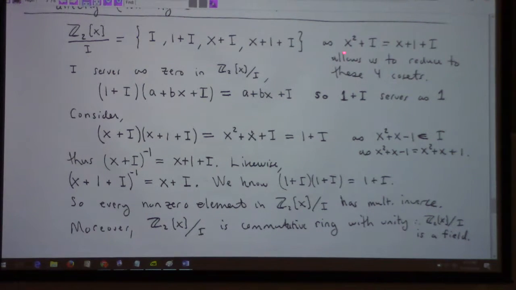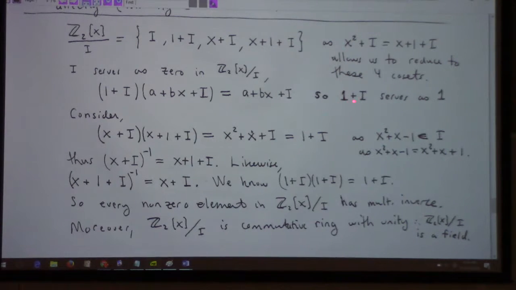Anything quadratic or higher order can be reduced down to lower order stuff as usual. So I get these 4 cosets. And then I figure out that, first of all, 1 plus I serves as the identity in here. To prove this is a field, I just have to show that the non-zero things, namely this and that, have multiplicative inverses. But 1 plus I is its own inverse, so there's one. And then here's the proof that 1 plus I is 1: 1 plus I times that is a plus bx plus I. So 1 plus I serves as 1.